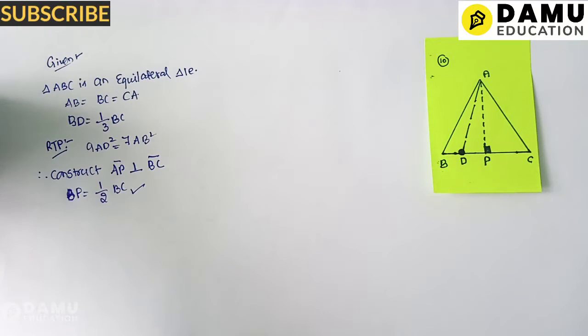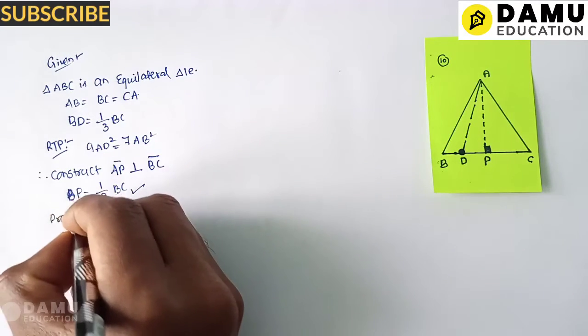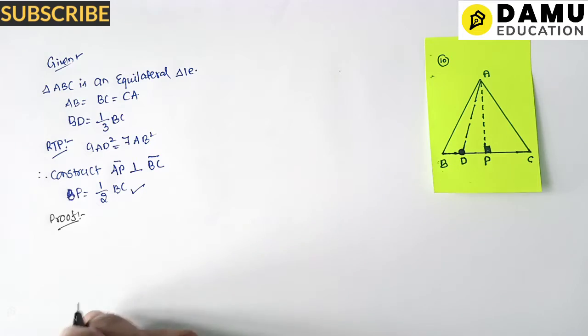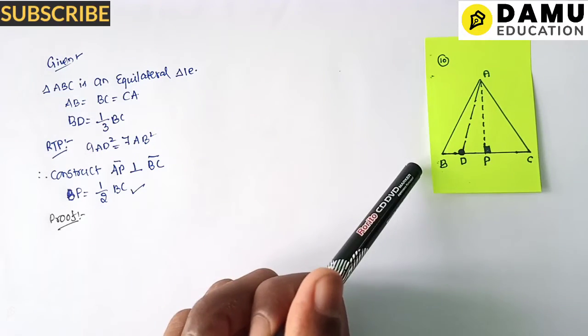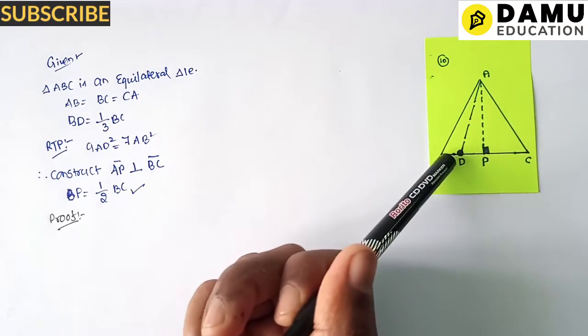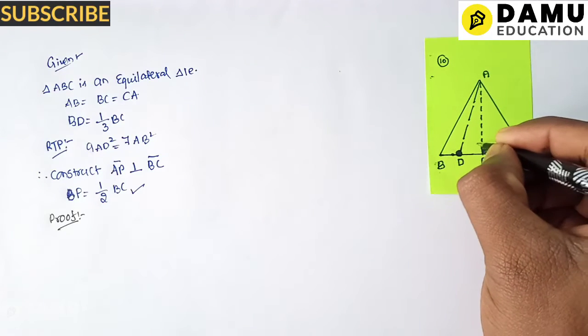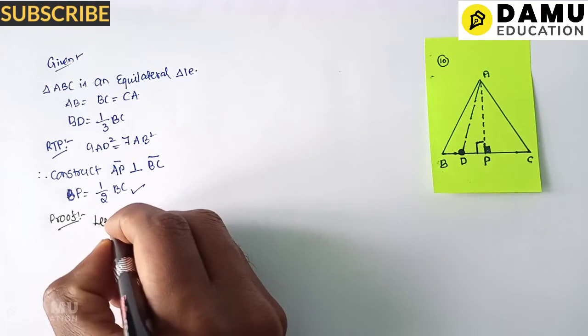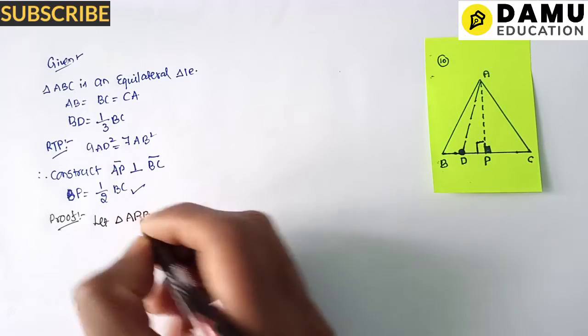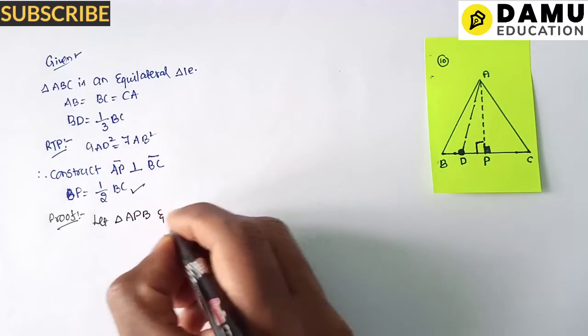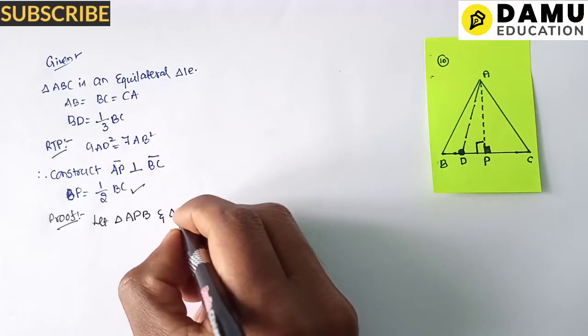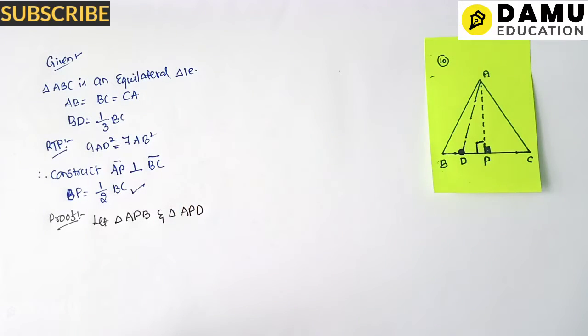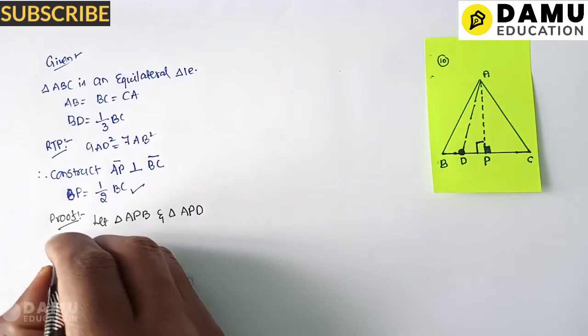Now the proof. So what is the proof here? Let's move on to the proof. Write proof. First of all, clearly we need to consider triangles ABP and APD. Here it is making 90 degrees, and here also it is making 90 degrees from the construction. So triangle APB and triangle APD are all right triangles.